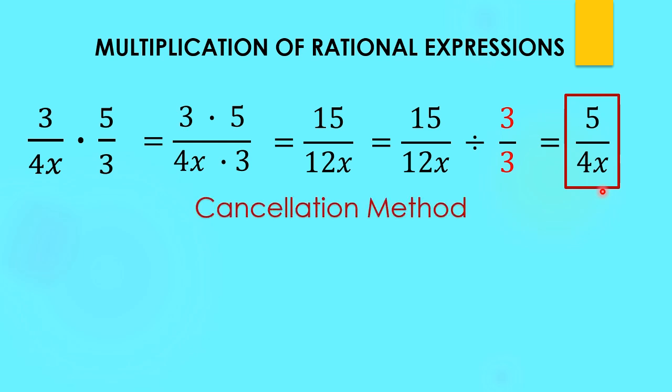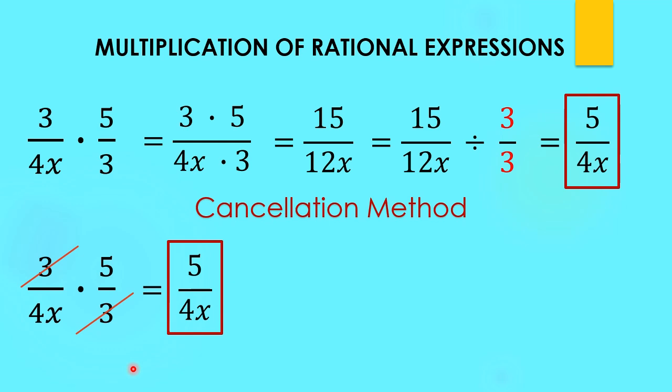We can also use the cancellation method. We can come up with the same answer using this method. So let's say, using the same given rational expressions, 3 over 4x times 5 over 3. As you can see, we can cancel out 3 as their common factor. So what we have is 5 and 4x. So we come up with the same answer, 5 over 4x.